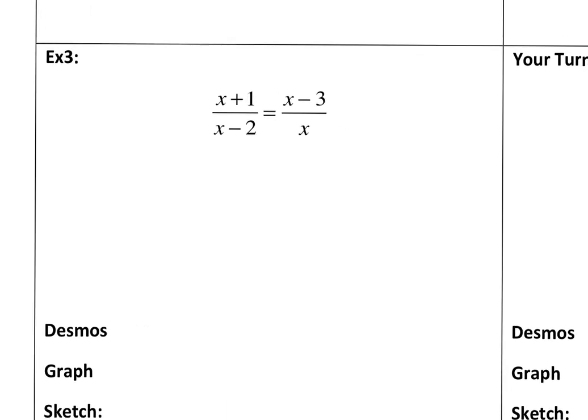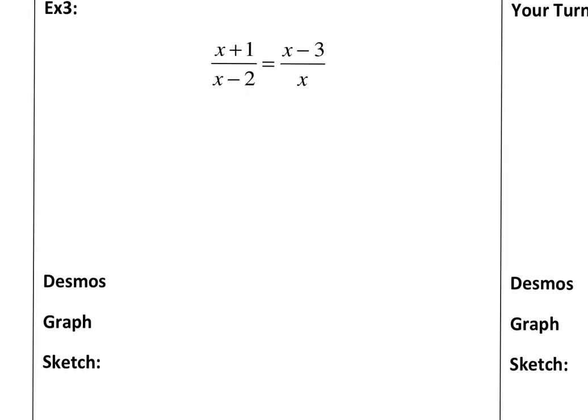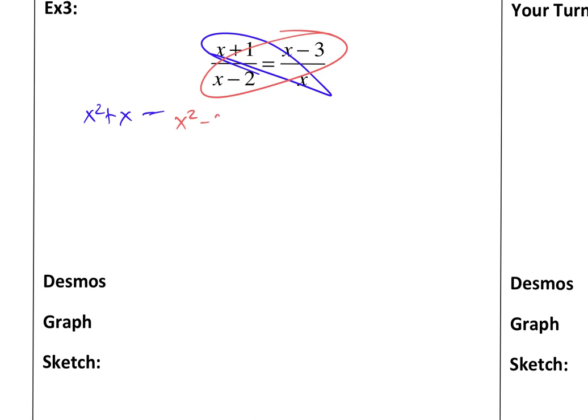Okay. A couple more examples just to kind of make sure we clarify this process. We're, again, going to start with cross multiplying. I'm going to get x squared plus x is equal to x squared minus 5x plus 6. And that's what I get when I multiply x minus 2 times x minus 3.